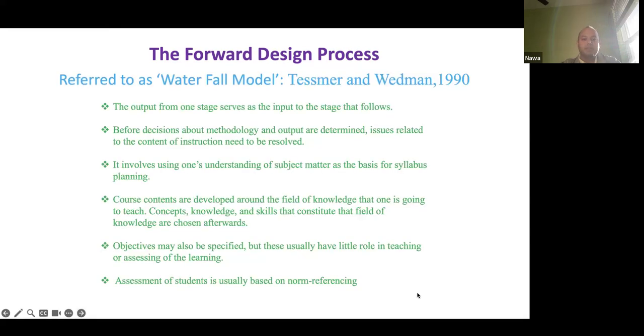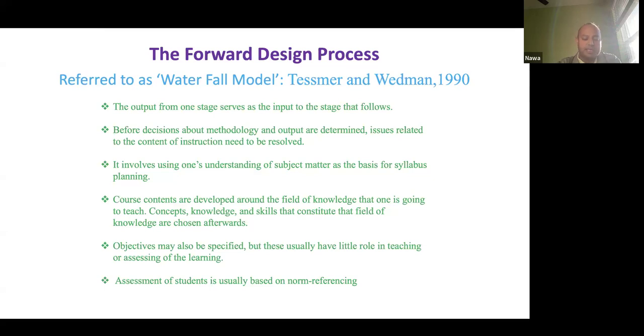Now, this model is also referred to as the waterfall model by Tyzer and Whitman, 1990. It's basically because the output from one stage serves as the input for the other. And you should decide the content first, the syllabus first, and only then can your methodology and the outputs be determined. It cannot be done the other way.